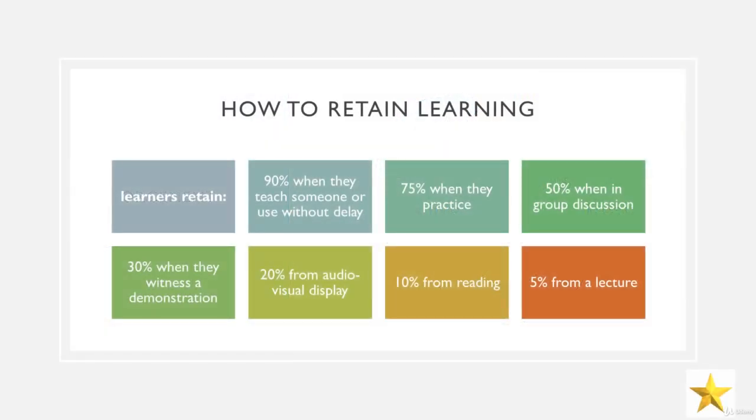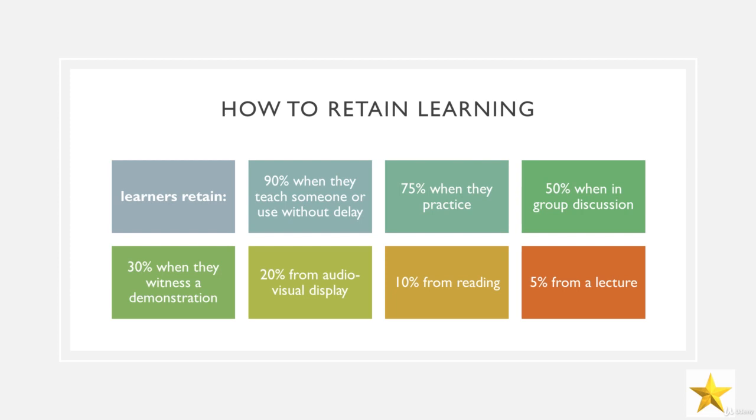Now here, notice the star in the bottom right corner, how to retain learning. This is a key idea. So learners retain about 90% when they teach someone or use those ideas without delay. So the exercises are embedded within this course, within each lesson, to help you apply those ideas immediately, and that's why it's so important that you do those. You're going to retain about 75% of material when you practice with that material, 50% when you use it in a group discussion, 30% when you see some kind of demonstration. There's a tiny bit of that in this course. 20% from audiovisual display, 10% from reading, and 5% from a lecture, which is the most passive form.